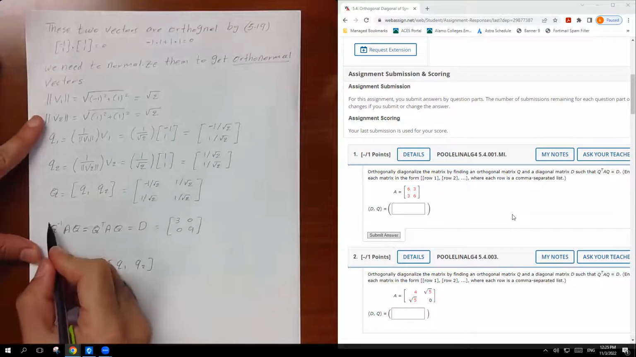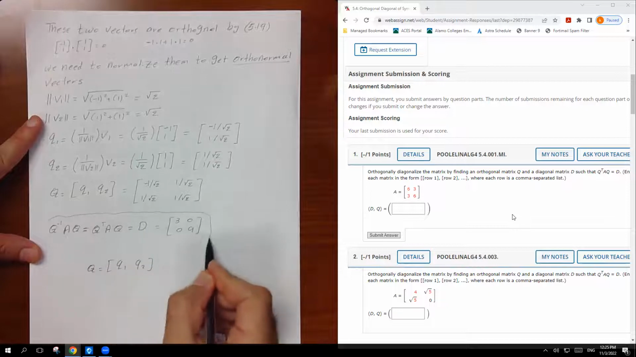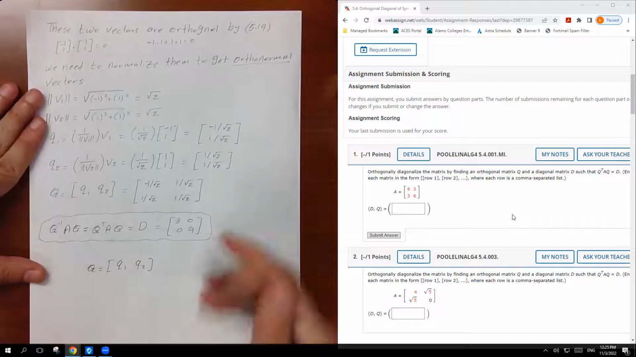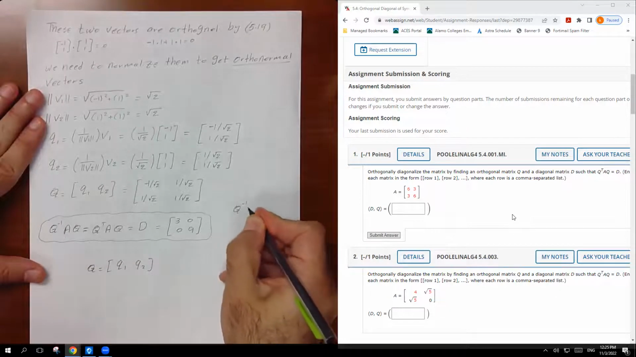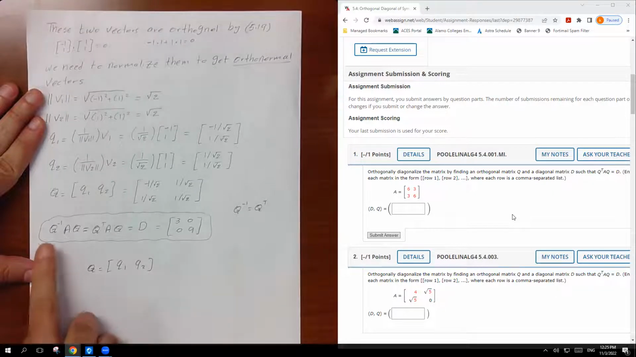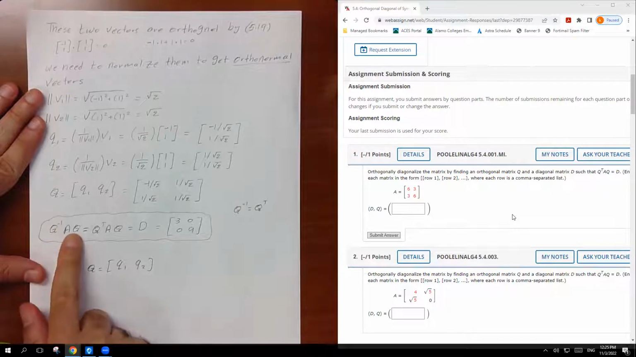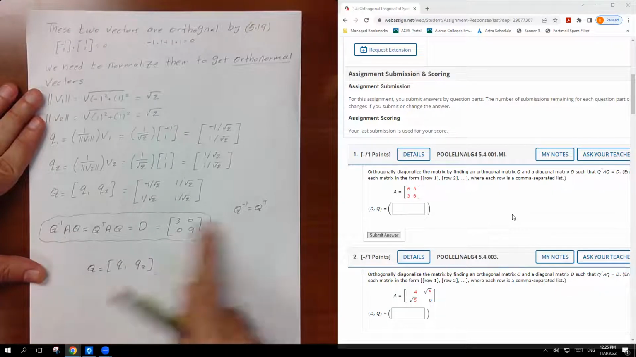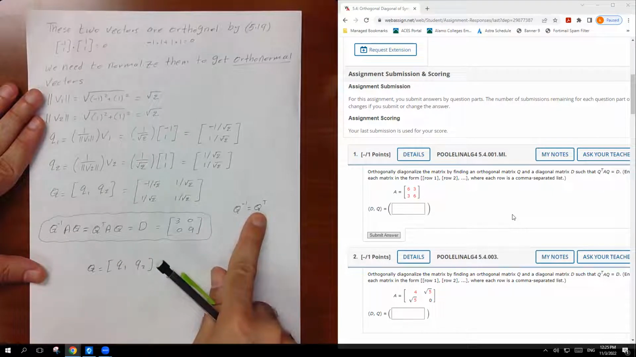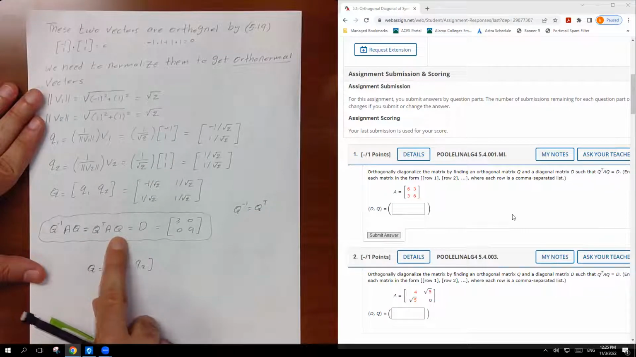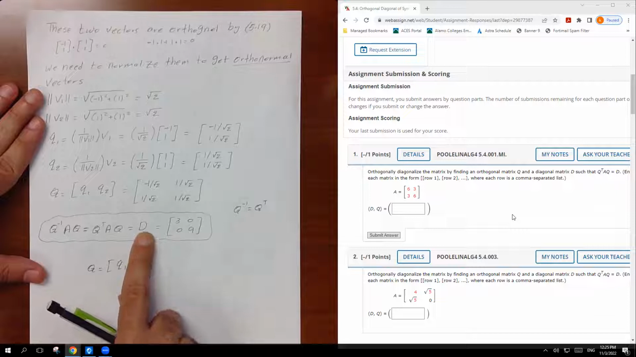This is the theorem, if you check the slides. So Q inverse is the same thing as Q transpose. That means Q inverse times A times Q, so you don't have to find the inverse of Q. You already have it: it equals Q transpose. That means Q transpose times A times Q is equal to the diagonal matrix.